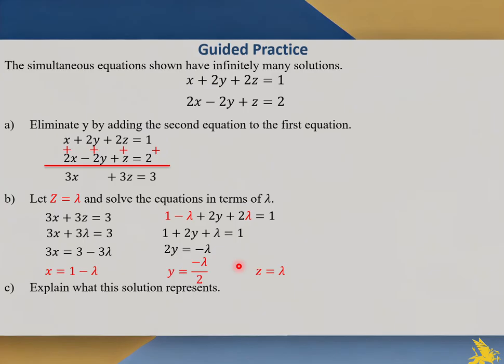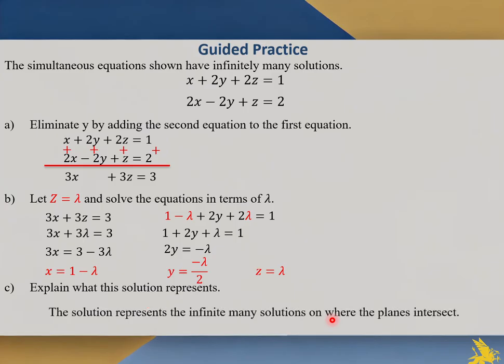Now, always explaining, we're using the parameter because we know that there is going to be infinitely many solutions for this. So that's why we've got this here. And again, all we're going to do is explain what this solution represents. The solution represents infinitely many solutions on where the planes intersect.